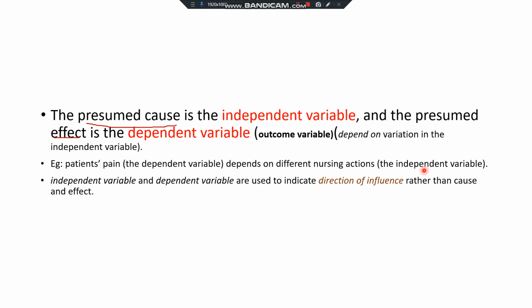This independent and dependent variable is actually the direction of the influence. Some things influence another factor, not exactly just cause and effect. Of course, cause and effect is one of the main factors of independent and dependent variables. Rather than that, it is the direction of influence, how one factor will influence another, how teaching will affect the knowledge. The teaching is the independent variable, and that outcome, the knowledge increased, is the dependent variable. I think you have got it clear.